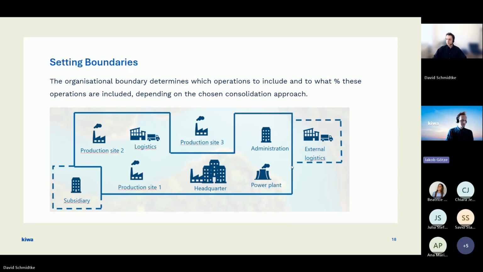So these parts could, for example, show that the share of equity is not 100%, but both parts might be included in the inventory according to their equity share of, let's say, 51%. And the exclusion of production site 3 may be due to another company having operational or financial control over this production site, or the equity share being 0.